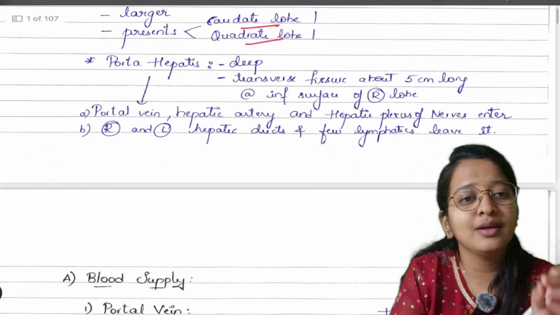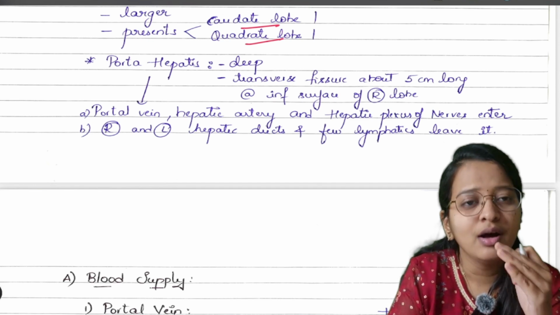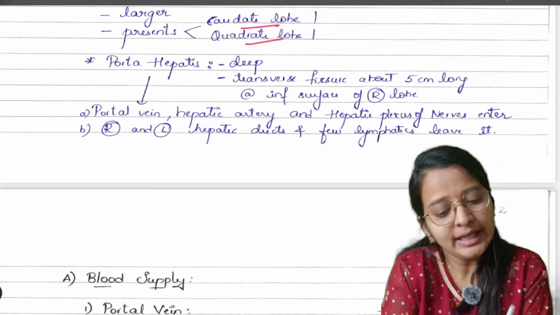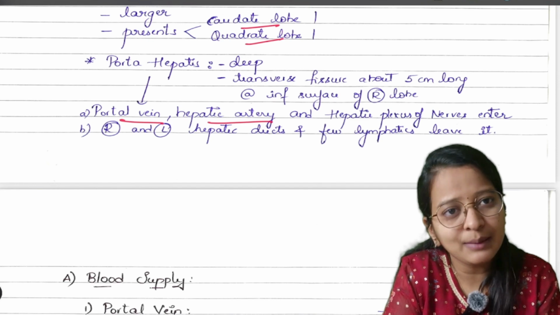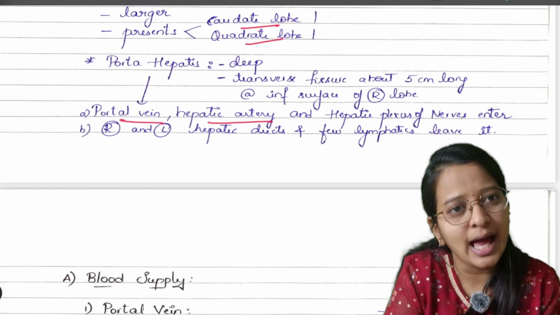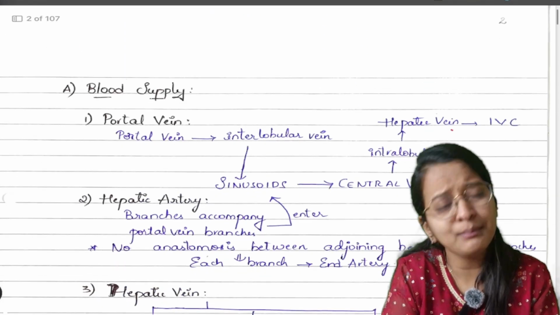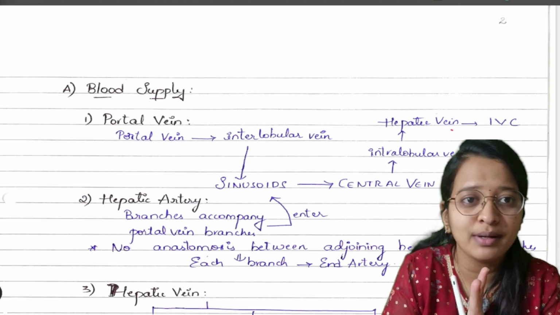There is a thing called porta hepatis, which is nothing but a deep transverse fissure in the inferior surface of the right lobe of the liver. And it has portal vein, hepatic artery, and hepatic plexus of nerves entering into it, while hepatic ducts and lymphatics leave the porta hepatis.